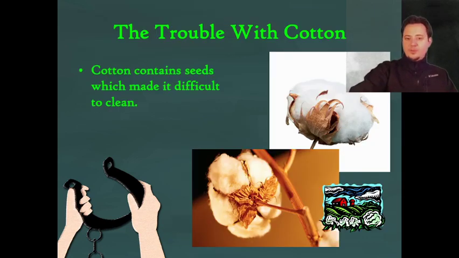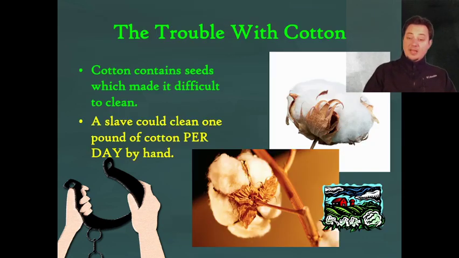Now, of course, the trouble with cotton is you have to separate the seeds from it, and it is a long process. The average slave could only clean about 1 pound of cotton per day by hand. So, yes, cotton plantation owners are going to make some money off of this, but not as much money as they were wanting to. And during the early 1800s, late 1700s, the slave trade kind of stagnated in the South. A lot of people thought it would go away on its own until one person came along and changed that.